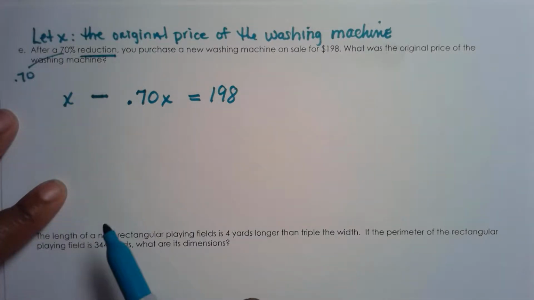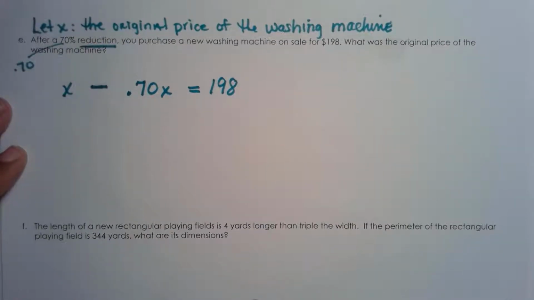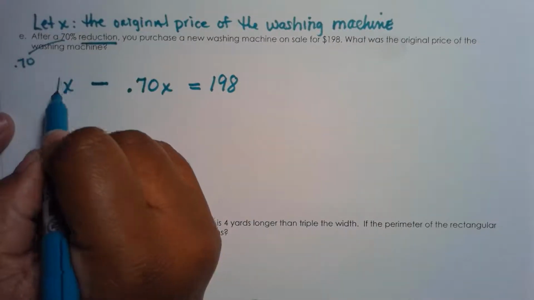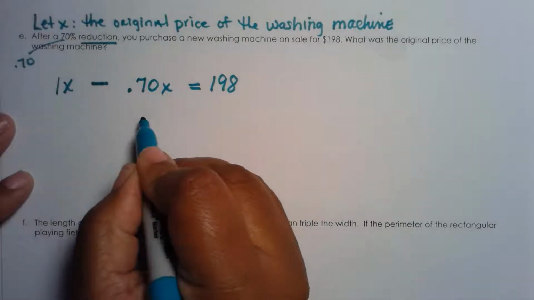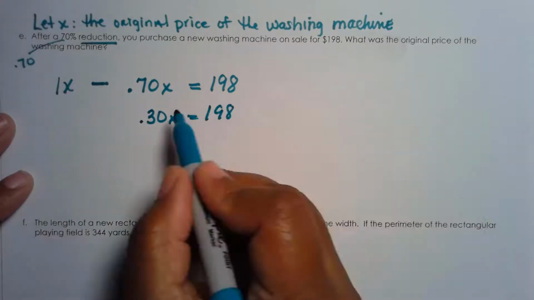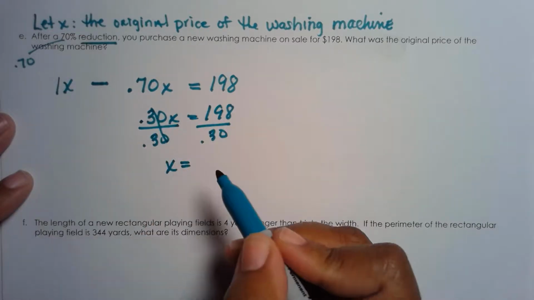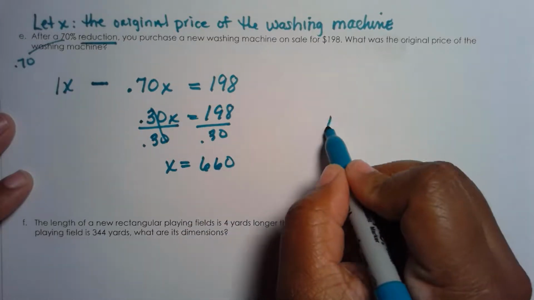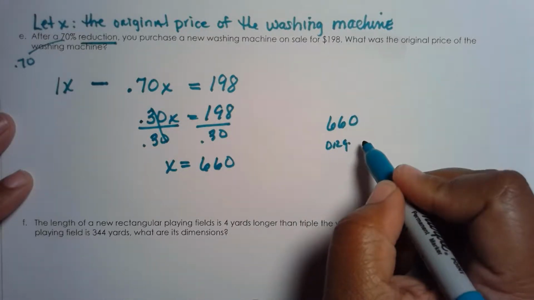So here's our equation. We're going to subtract X minus 0.70X. We're saying 1X minus 0.70X. That will give us 0.30X equals 198. Divide by 0.30 on both sides, and we have X is equal to 660. So the original price of this washing machine was $660.